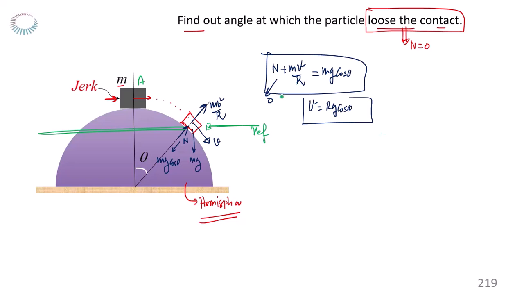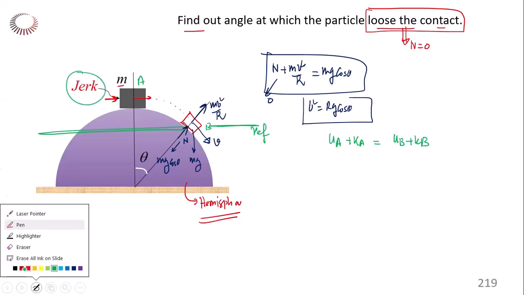Here also only gravity does work, because the normal is perpendicular to the motion, so the normal is not doing any kind of work. So I can write initial kinetic energy plus initial potential energy at point A should be equal to U_B plus K_B.